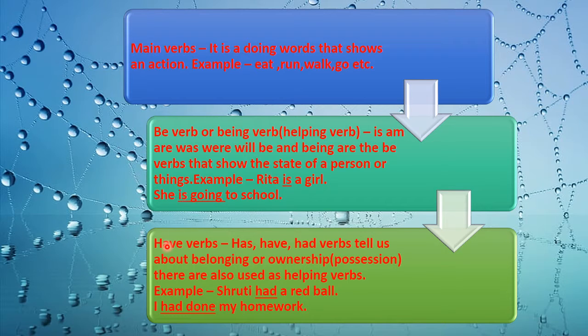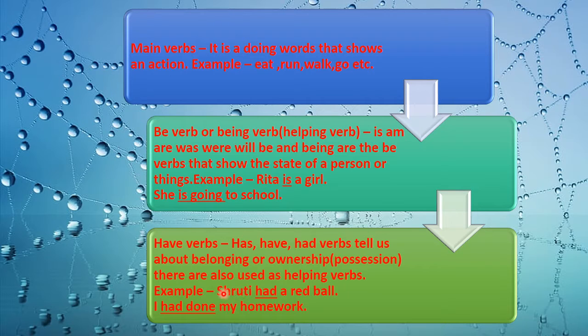Now let's go to the have verb. Has, have and had tell us about belongings or ownership. They are also used as helping verbs. Example, Shruti had a red ball. Here, the word had shows the ownership of the ball. So who owned the ball? Shruti. So had shows the ownership of the ball.